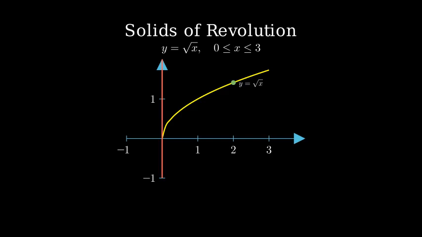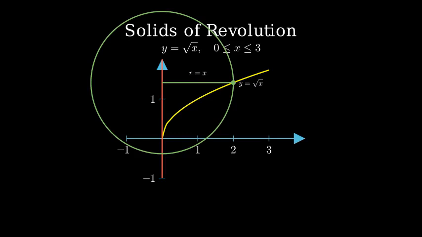When we rotate this point around the y-axis, it forms a circle. The radius of this circle is the distance from our point to the y-axis, which is our x value. We can use the method of cylindrical shells to find the volume.